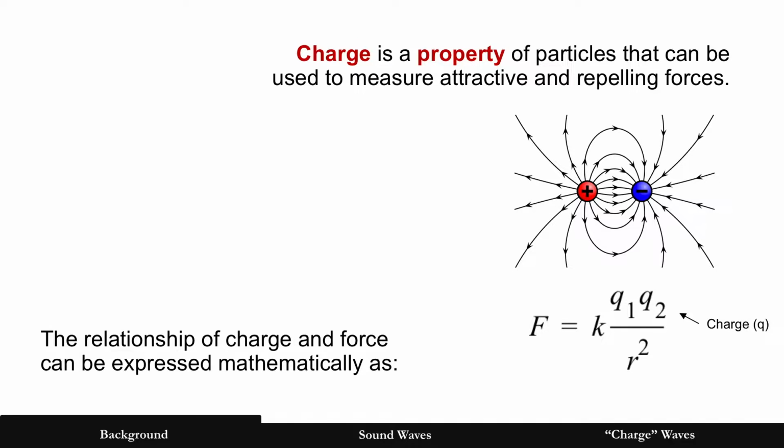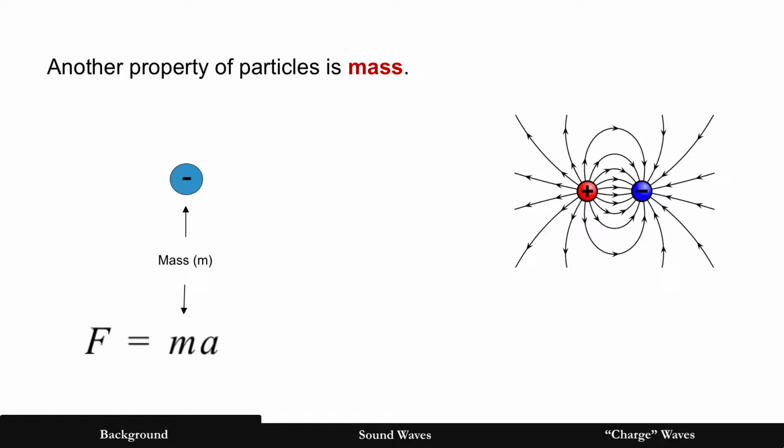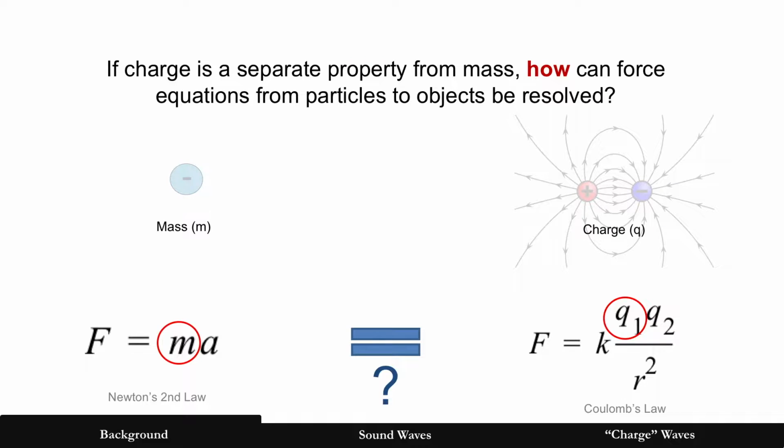Right? It's based on the charge, and this is Coulomb's law. That's what that K is there. It's Coulomb's constant. But that really doesn't tell the whole picture, right? What really is charge? Well, let's explain another property of particles. This one's mass. And this is Newton's second law that you're seeing there, which is F equals ma.